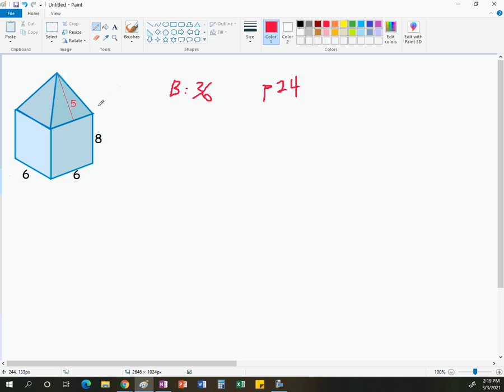For the pyramid on the top, we're going to be using the slant height to find the pyramid, which is just the 5. So if we're going to find the surface area of the prism on bottom, it's 2 times B plus P times H. Now, plugging everything in, 2 times the base, that's 2 times 36, plus the perimeter times height, that's 24 times 8. So 2 times 36 plus 24 times 8, we get 264. That's the total surface area of the prism on the bottom.